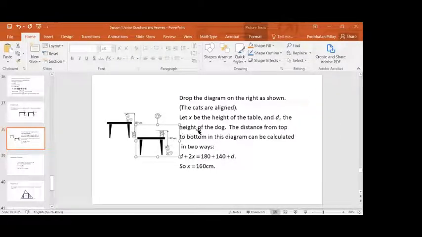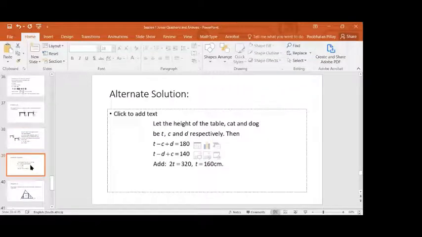Plus the dog. And again, you get x is 160. Think about this, right? That's a creative way. By pushing the table down, you could have calculated this thing, right? So you have two solutions to that problem. So there's your alternate solution, which I've done.